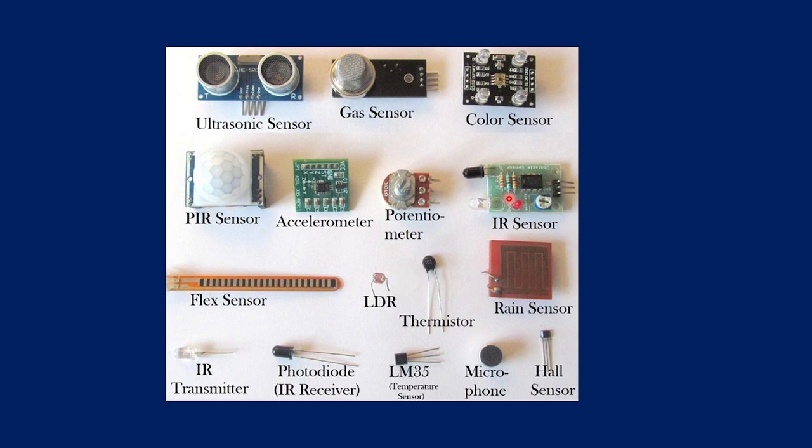Okay, if you are considering different types of sensors, these sensors are used to produce electrical signals. Some of them are ultrasonic sensors, which sense sound signals and detect them. Others are gas sensors, color sensors, PIR sensors, accelerometers, which help to find acceleration, potentiometers, and IR sensors, etc. LDR is a light dependent resistor. Then there are thermistors, rain sensors, IR, photodiodes, LM35 for measuring temperature, microphones, and Hall sensors for magnetic field measurement.